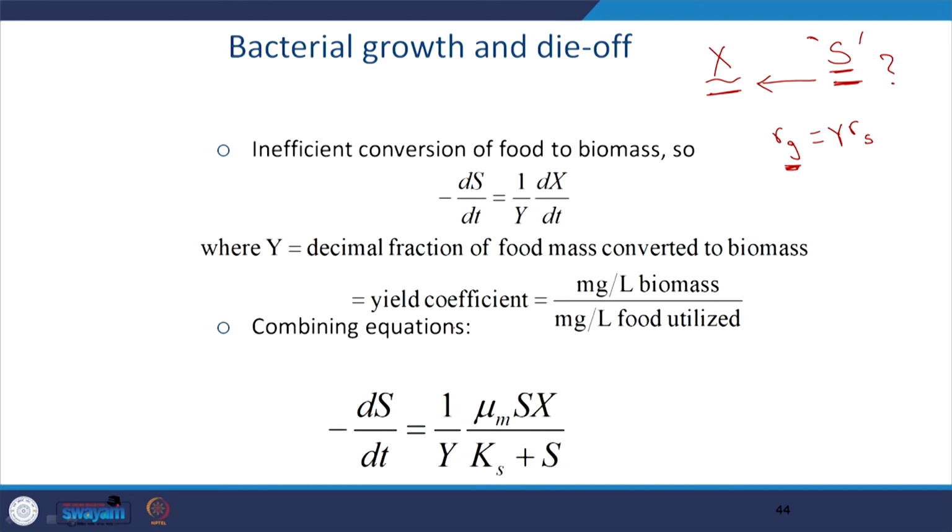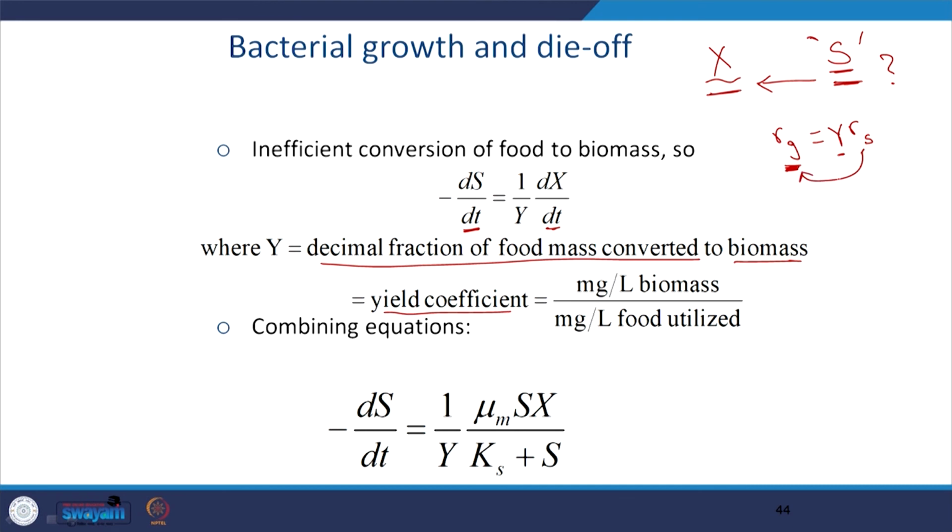What is the yield coefficient going to give you an idea about? Let me see if I have that right. Here they are representing the rate of substrate loss as ds by dt, negative because it is being lost. The rate of growth of microbes is dx by dt, and they bring out 1 by y here. So we are going to have a fraction. What is this fraction called? It is called the yield coefficient, the decimal fraction of food mass that is converted to biomass.